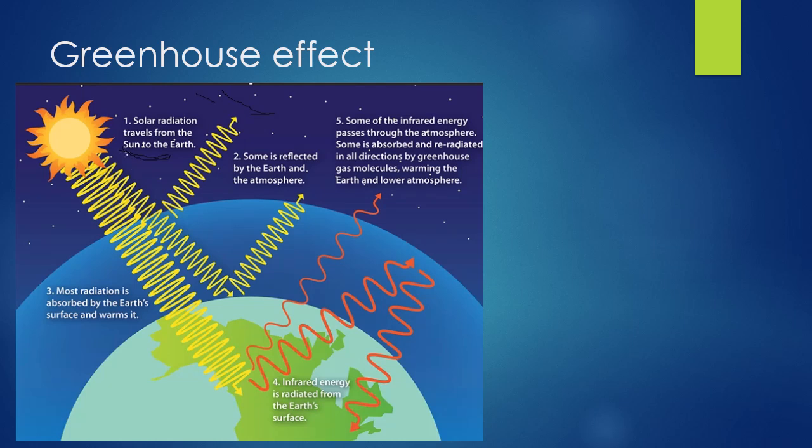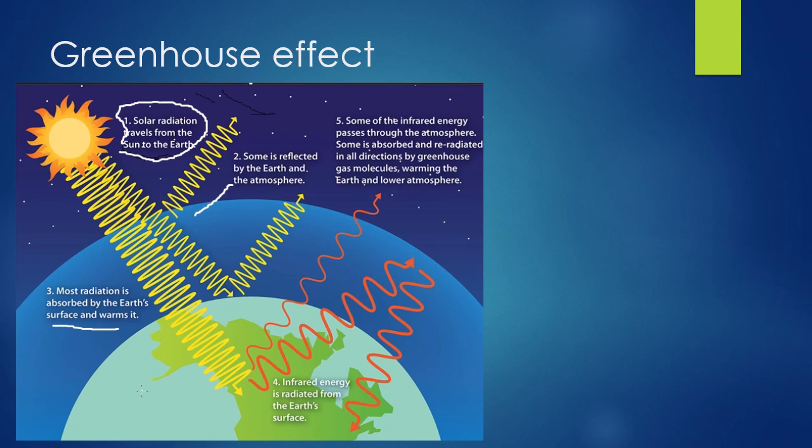So let's look at the basics of the greenhouse effect. First, solar radiation travels from the sun to the earth, and this is mainly in the form of visible light and UV light. Some of that will be reflected by the earth and the atmosphere, especially if we have cloud cover or aerosols in the air. But some of the radiation will warm up the surface of land and water.